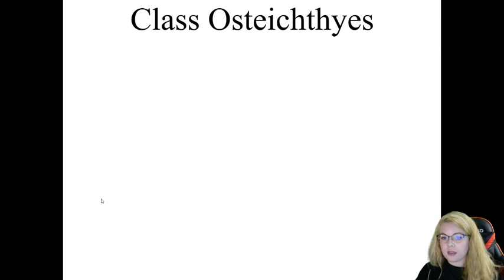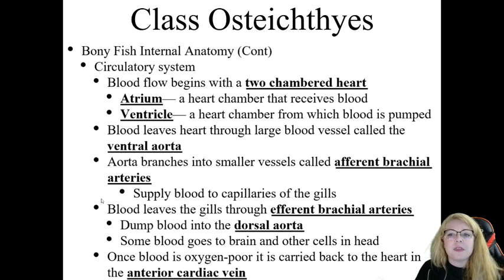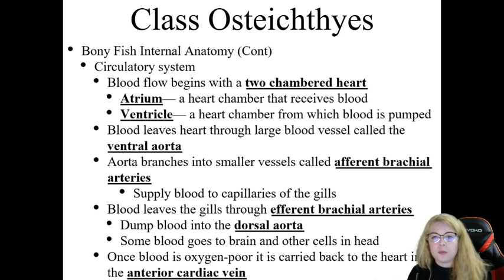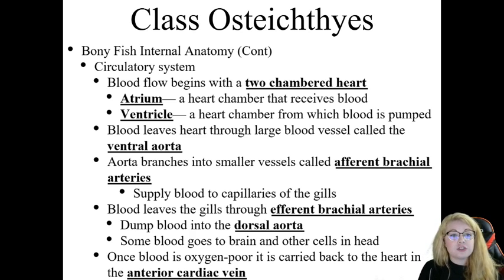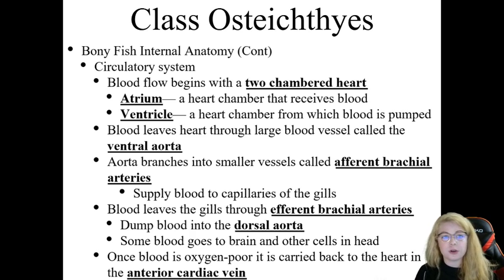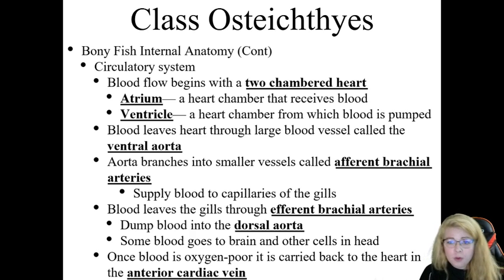So, first things first, the circulatory system begins with blood that flows from a 2-chambered heart. We as humans have a 4-chamber heart, and various other organisms may have a 3 or 2 or other size hearts, but we are 4. The fish is 2. One is the atrium, which is the heart chamber that receives blood, and then the ventricle is the other, which is the heart chamber from which blood is pumped. And it is similar in humans. We just have 2 atria and 2 ventricles.